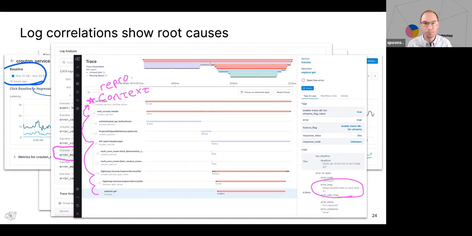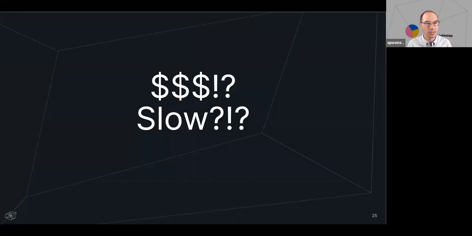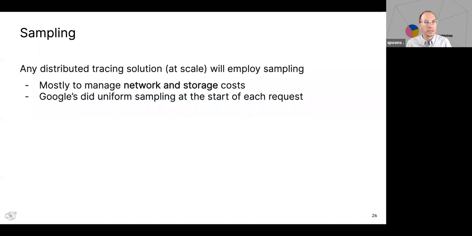Okay, this might all sound great to you, but you're thinking, this has got to cost a lot, or maybe this is going to slow things down. I'm talking about thousands of traces all the time. What we found at Google is actually that's not the case. The way that Google handled this, and the way that many other solutions do, is to do some form of sampling.